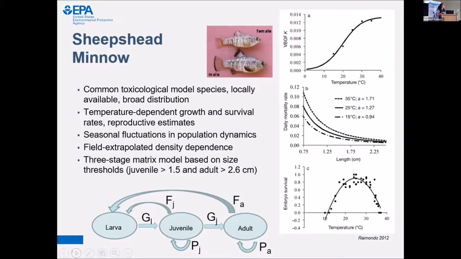We also incorporated a population limitation of density dependence based on what we typically see in the field. And we divided the life cycle of the sheepshead minnow into 3 distinct life stages. So we had larvae, juveniles, and adults based on size thresholds that we've observed in the lab. We have growth rates, fecundity rates, and survival rates for each stage, and then we can project different effects over time.